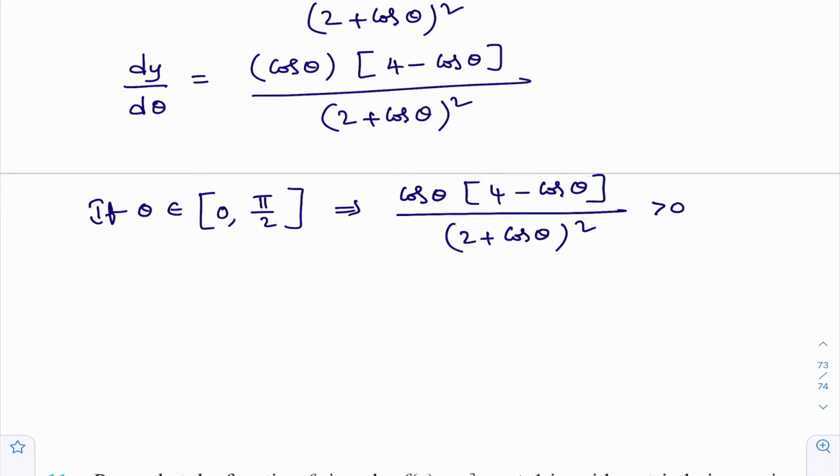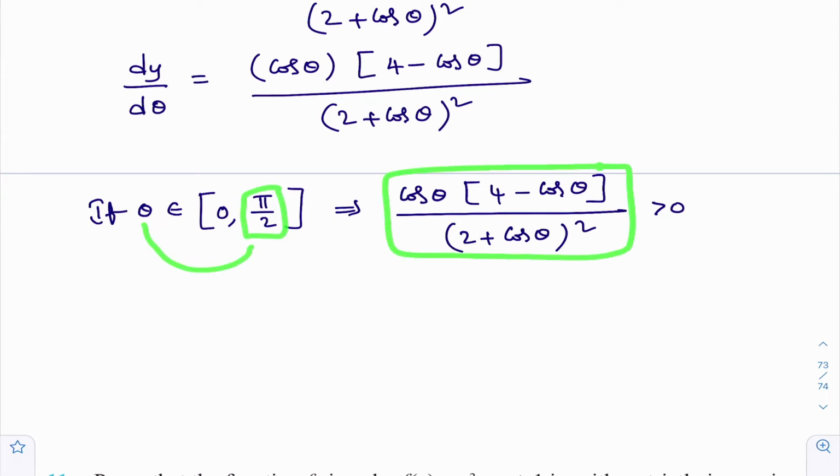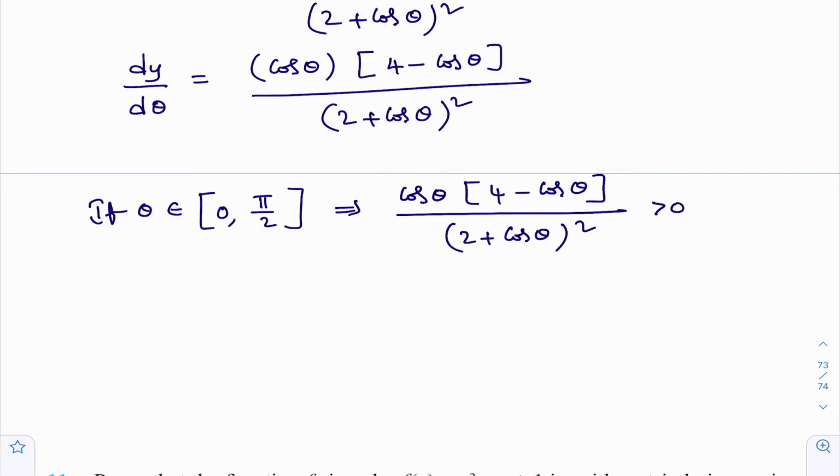So no problem. If you take theta equal to pi by 2, what is cos pi by 2? Cos pi by 2 value is 0. 0 into whatever expression you will get, then this is 0 only. So what I am trying to say, when you take theta equal to pi by 2, then this is 0. So what I can write here, when theta belongs to this interval, then f dash of x is greater than or equal to 0. So this is dy by d theta is greater than or equal to 0.